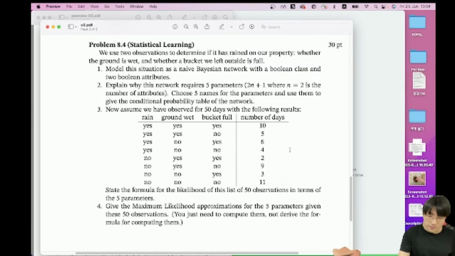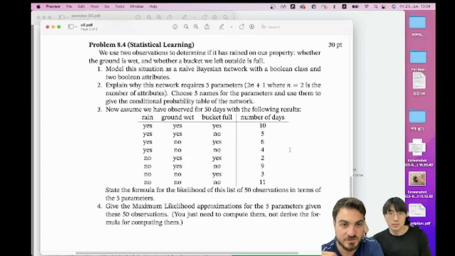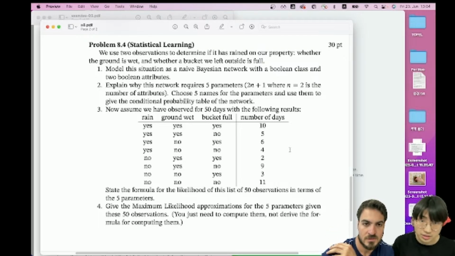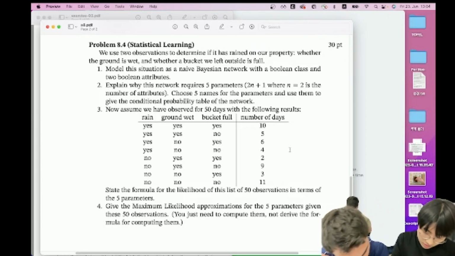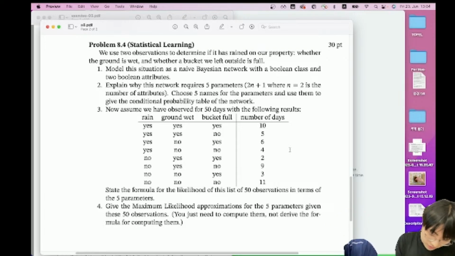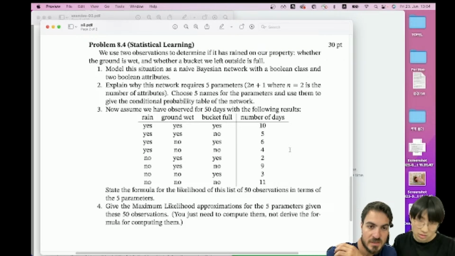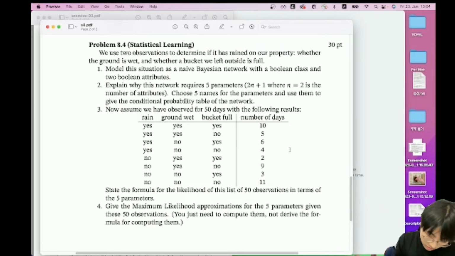So the probability that the ground is wet given that it rains. Four values, 10, 5. Rain is yes, so 10 plus 5, it's 15. This is correct. And not rain, wet, not rain, so here 11. This is 11.